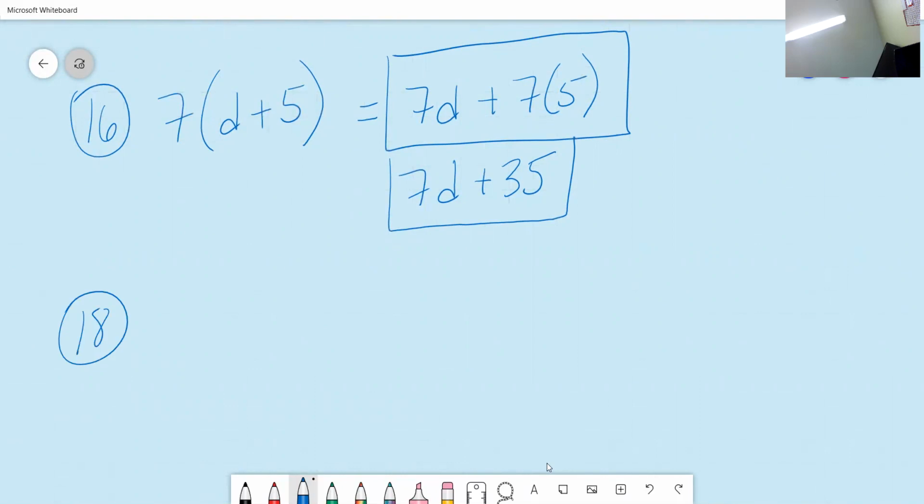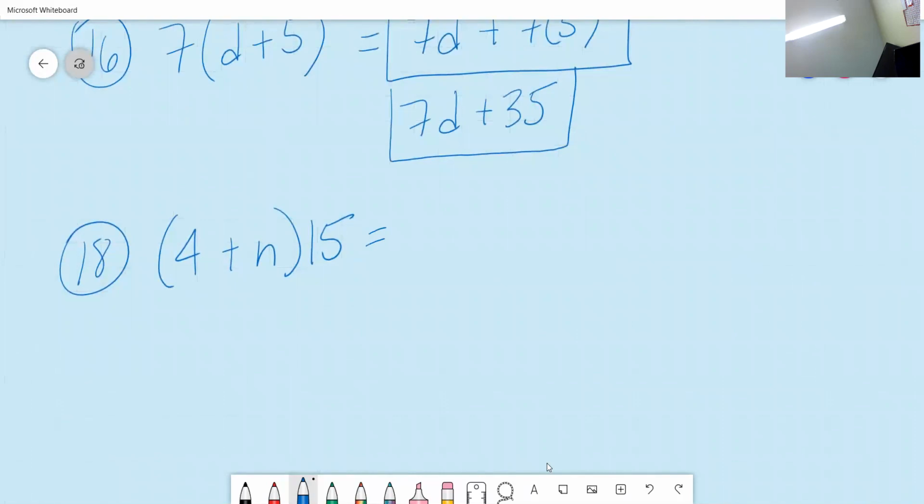And the last one of this section, we have number 18, which is 4 plus n times 15. So again, write an equivalent expression. We have 4 times 15 plus 15n. Remember, always keep your integer or your constant in front of your variable.